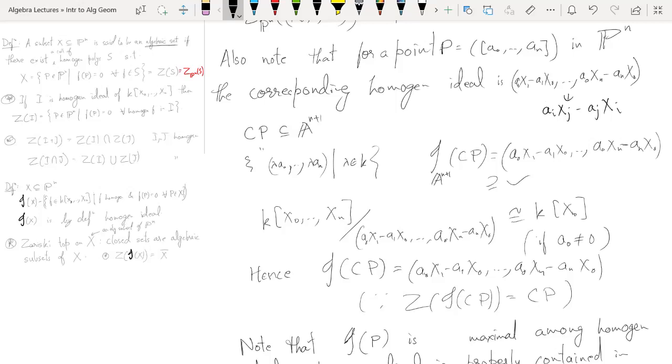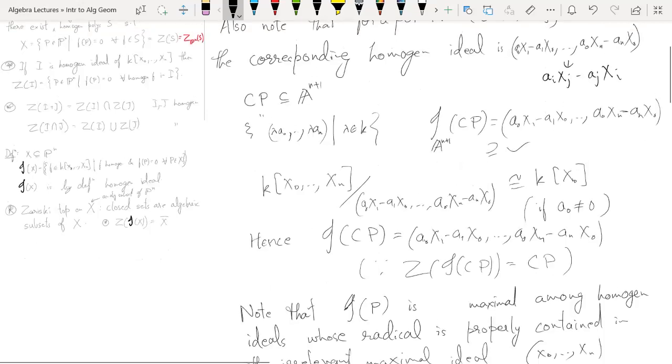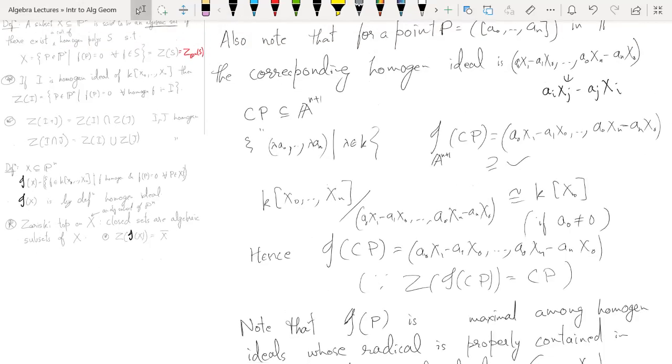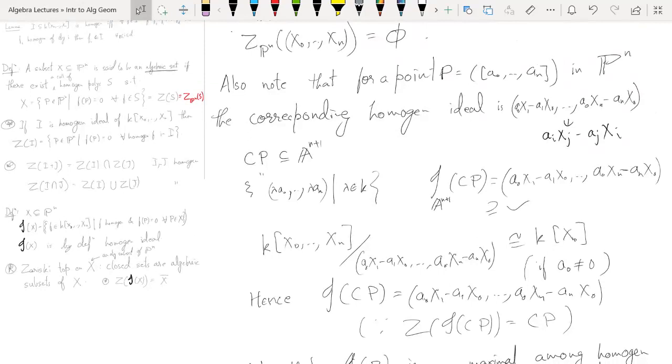So that is what the cone is. Basically, for every point in X, you consider the whole line in A^(n+1) passing through that point. So we want to know the ideal of definition of P. It's the same as looking at the ideal of definition of the line passing through the origin and this point (a0, ..., an). You can choose any representative; it doesn't matter. That is the line.